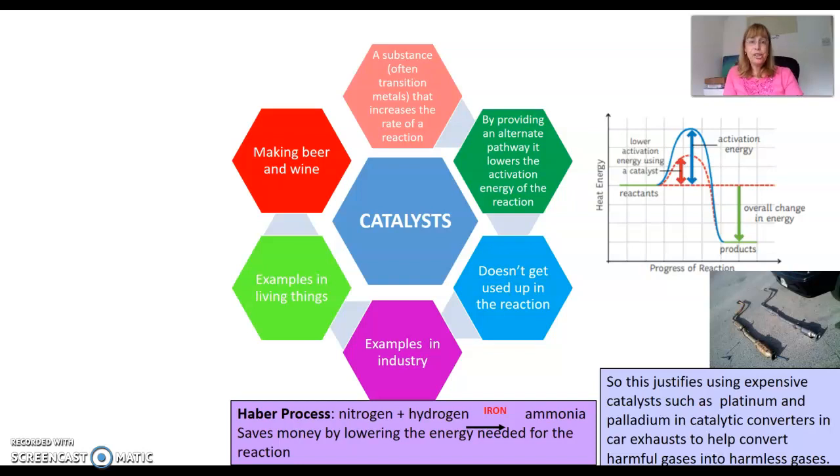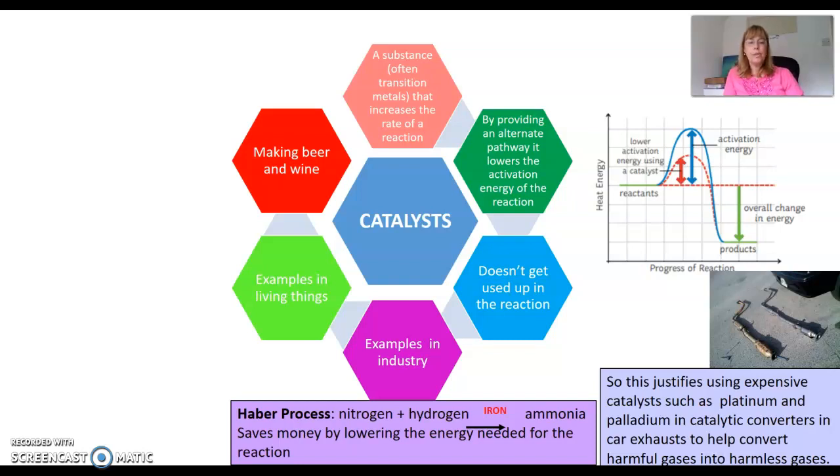Now, the example in industry, which we study in our GCSE syllabus in a lot of detail, is the Haber process. As I said, the nitrogen from the air reacts with hydrogen from hydrocarbons and gets turned into ammonia. This helps to save money by lowering the activation energy needed for the reaction to take place. So I don't need to add in a lot of energy to get the temperature high enough to get the reactants to start reacting with enough energy.